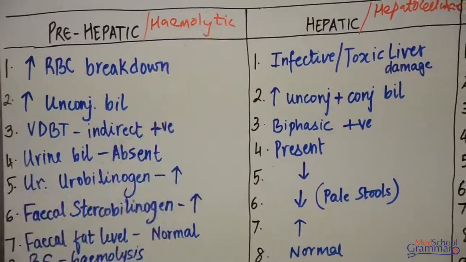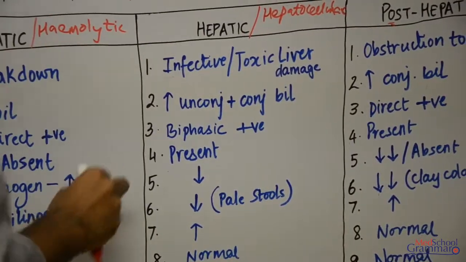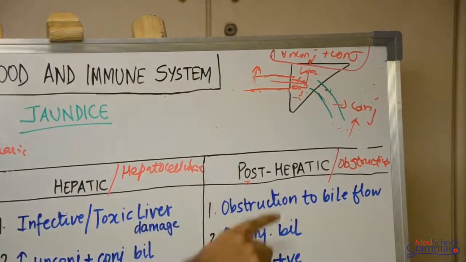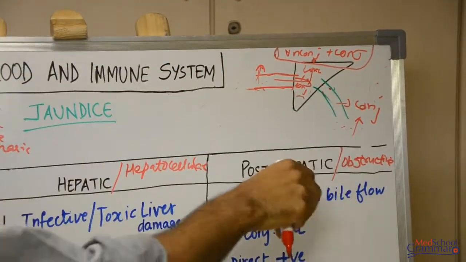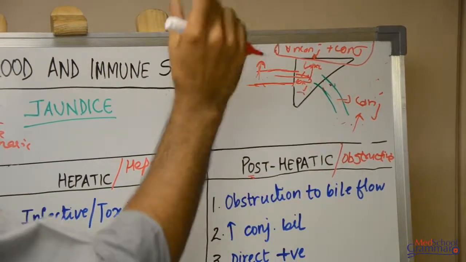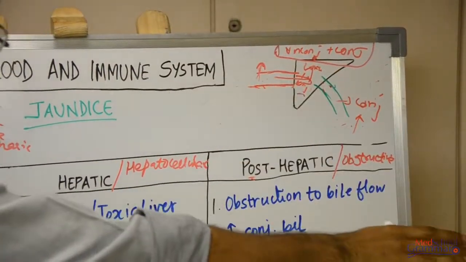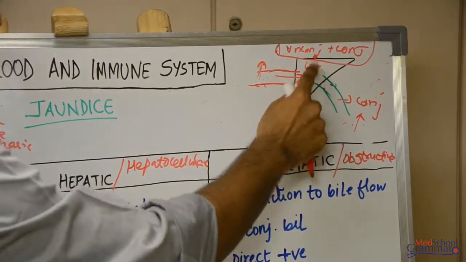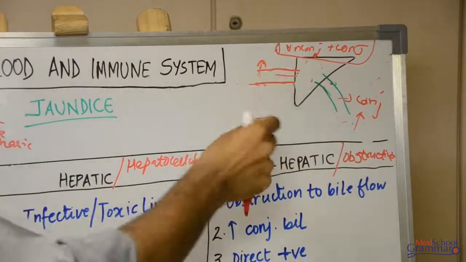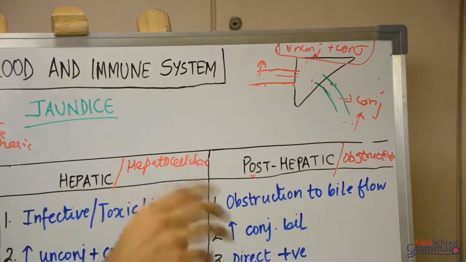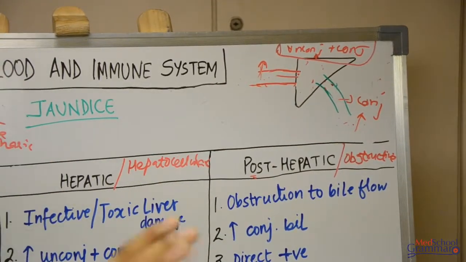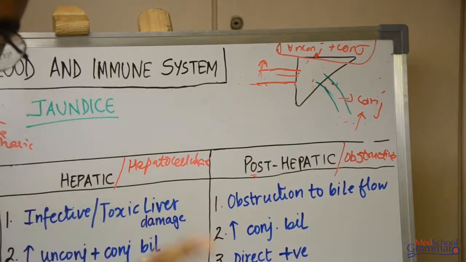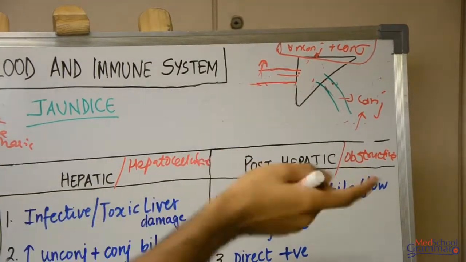Now coming to hepatic jaundice. We know that urobilinogen is formed in the intestines. We've already seen that in the mechanisms, right? But for the bile to reach the intestines, it should be conjugated. Now if the machinery leading to conjugation, that is the liver itself, is damaged, do you think there will be conjugation? Do you think the level of conjugation will be normal? No, there is damage to the hepatocytes, therefore conjugation fails.